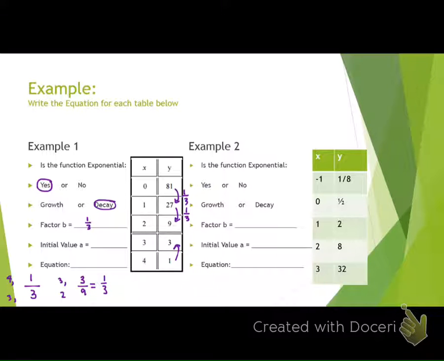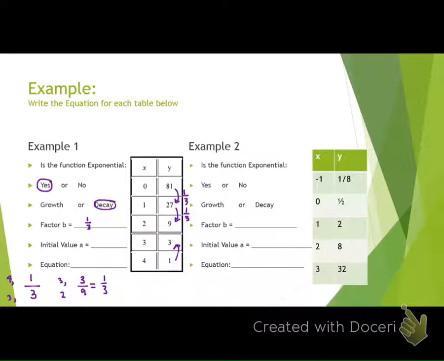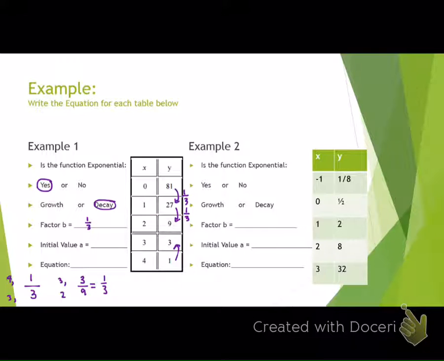So, like, on the next table, you would start at the bottom number. So you'd start with 32, and what would you divide 32 by? 8, which is what? What's 32 divided by 8?